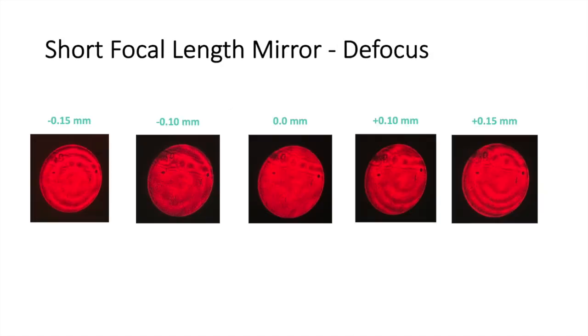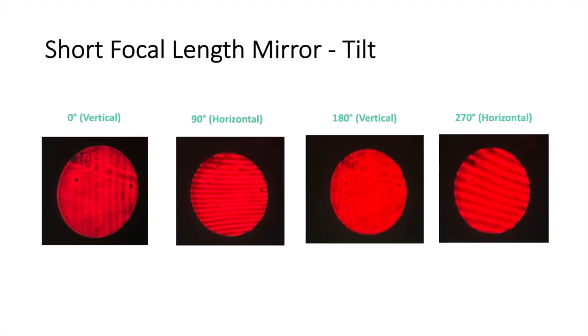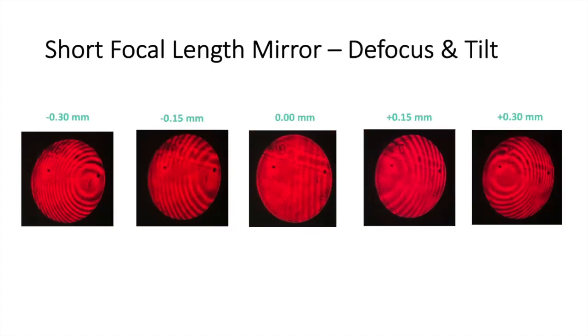We repeated this same procedure for a short focal length mirror. It is clear from the interferograms that this mirror has less residual astigmatism, but more residual spherical aberration. Another observation is that the defocus and tilt interferograms exhibit the same behavior as those from the reference mirror.